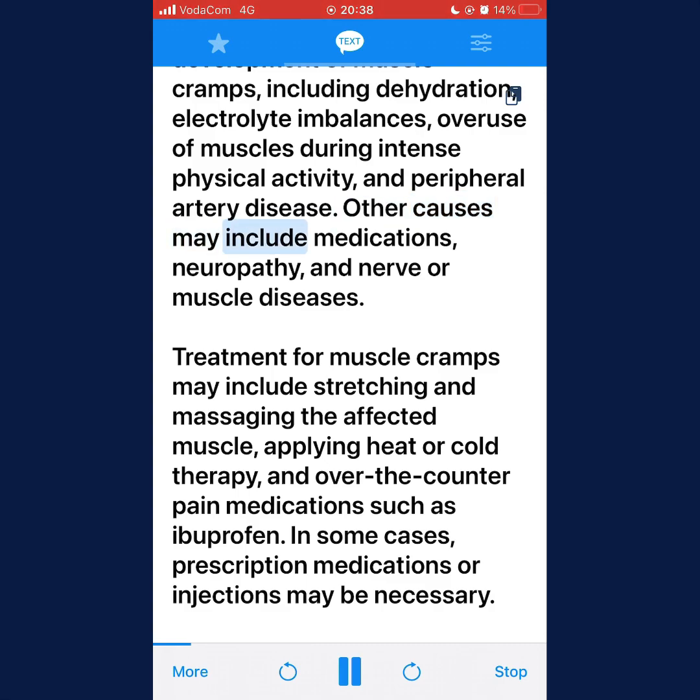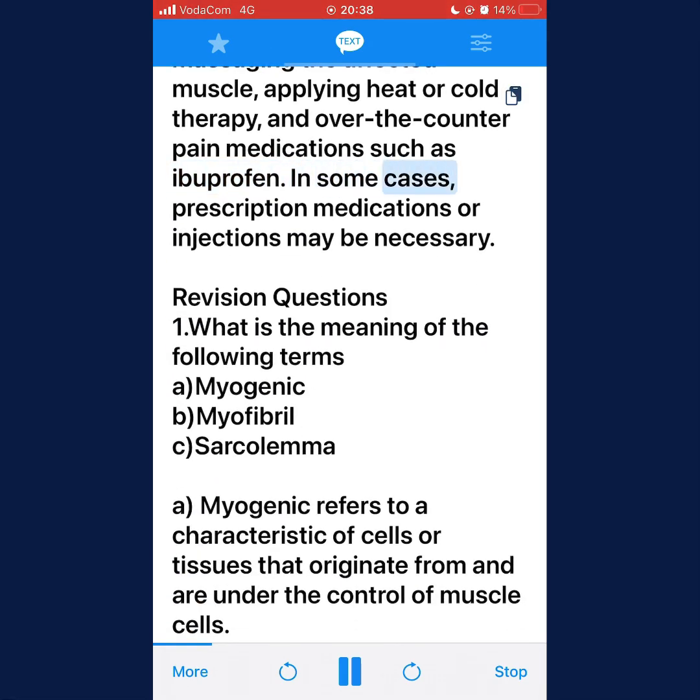Other causes may include medications, neuropathy, and nerve or muscle diseases. Treatment for muscle cramps may include stretching and massaging the affected muscle, applying heat or cold therapy, and over-the-counter pain medications such as ibuprofen. In some cases, prescription medications or injections may be necessary.